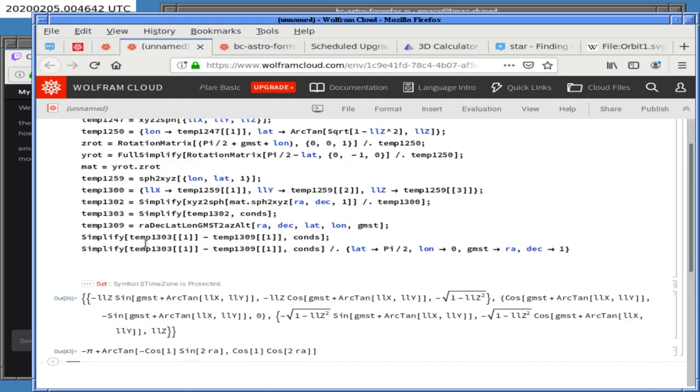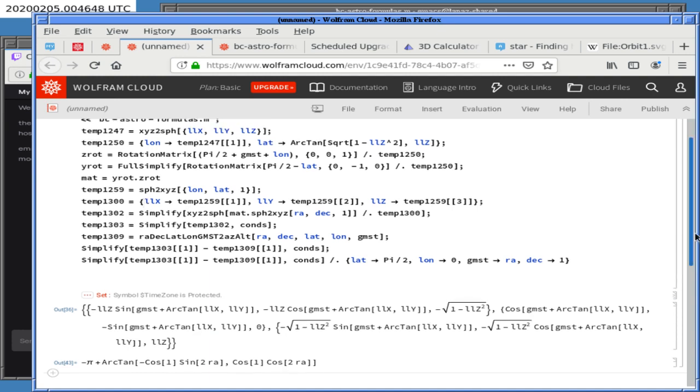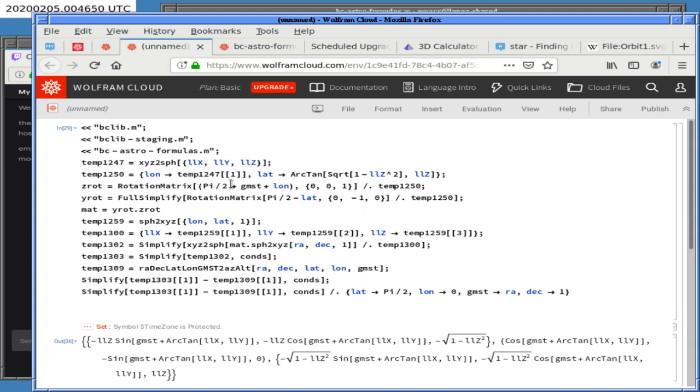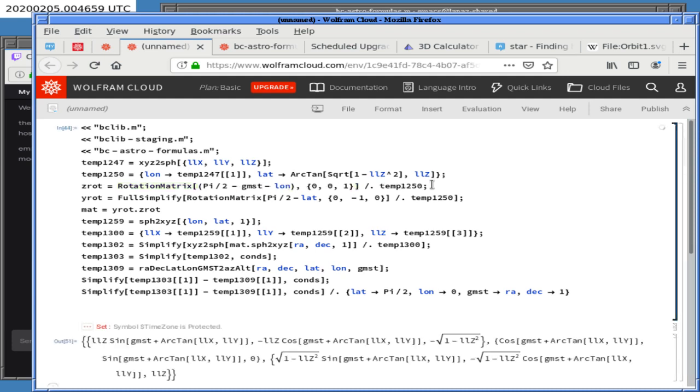Temp 1303. Did we actually... And they're not, and I think we decided that's because we flipped a sign here somewhere. I think we said this was going to be like minus minus, but that actually only brings it to like negative 3 pi over 2, which is better, because it doesn't depend on GMST and lon. Where is this coming from? There it is. We don't need the matrix to be printed right now.